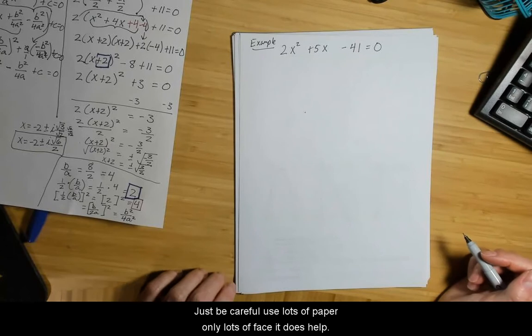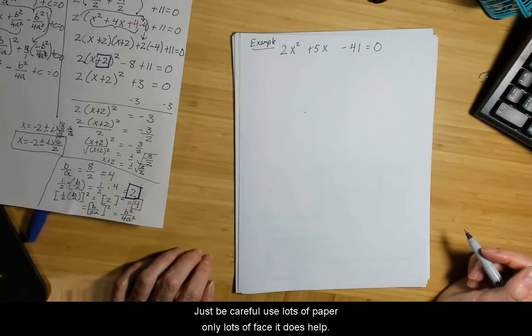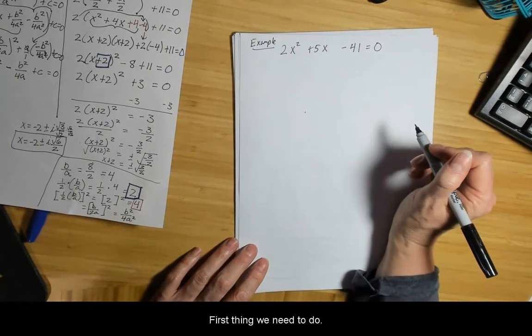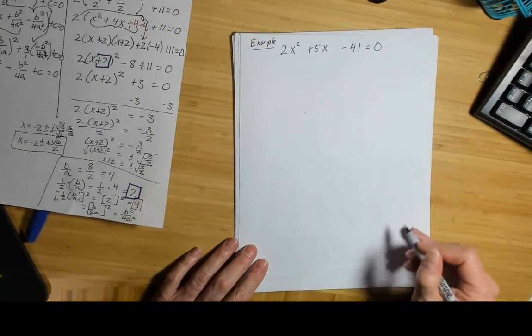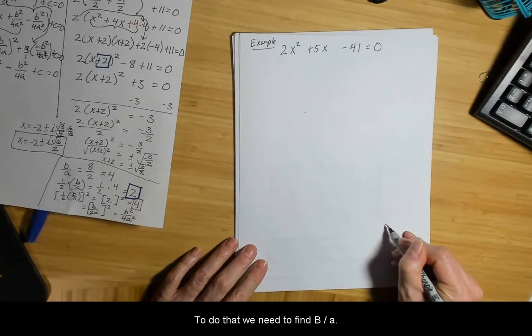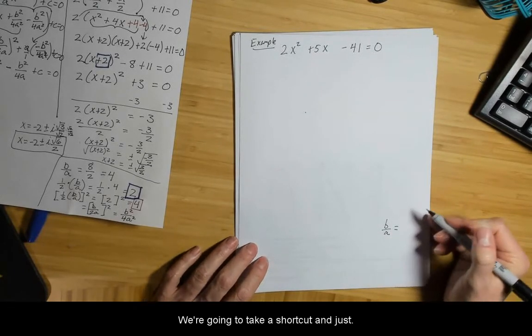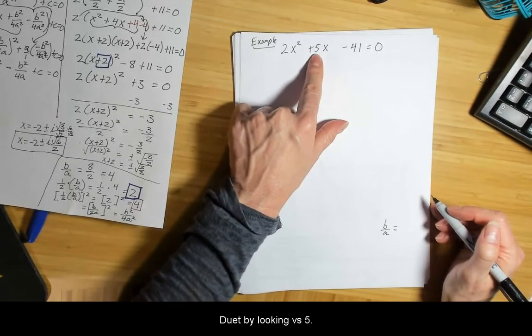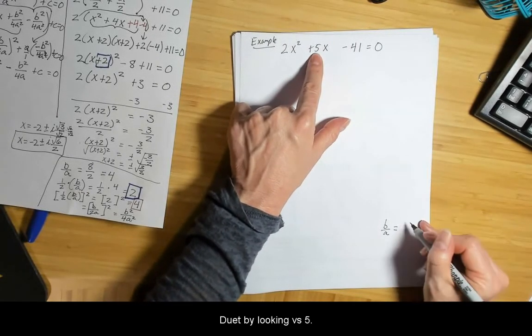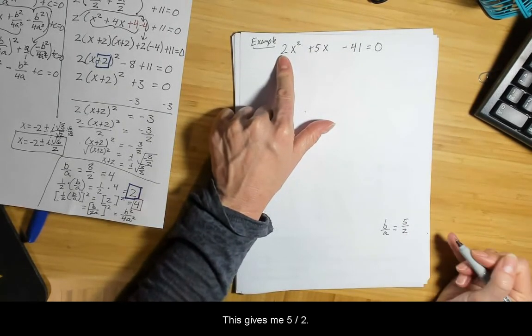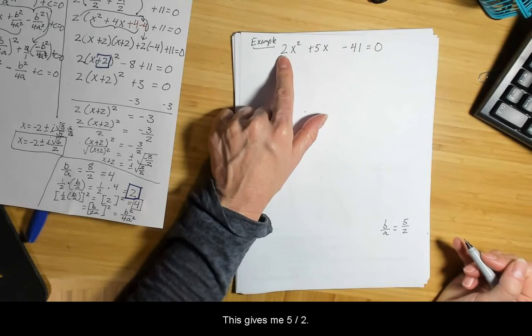Just be careful, use lots of paper, and leave lots of space. It does help. First thing we need to do is remove the a. To do that, we need to find b divided by a. We're going to take a shortcut and just do it by looking. b is 5, a is 2. This gives me 5 divided by 2.